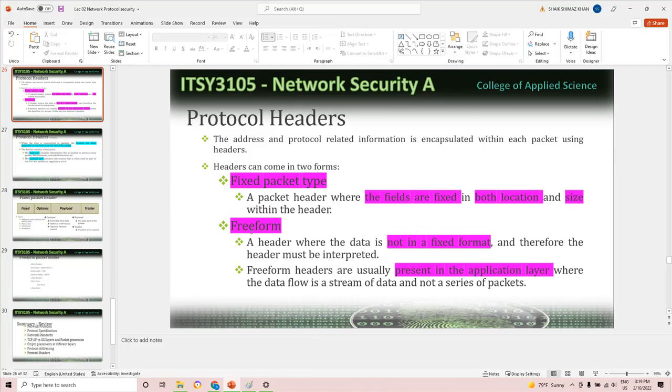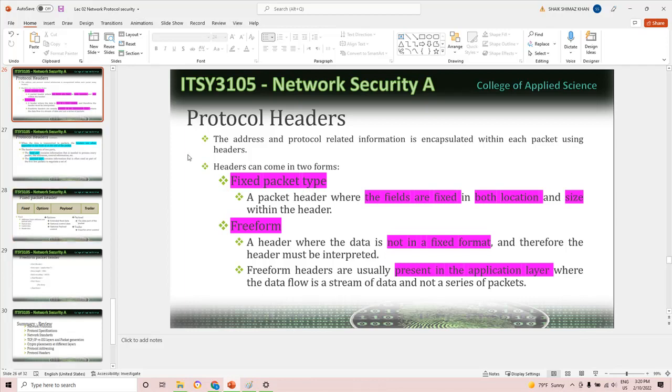But another type of headers is used in the application layer. These headers are free form. They do not have any fixed format and they are available in the application layer. The fields can change their position, can change their size, but in fixed form headers it is not possible.